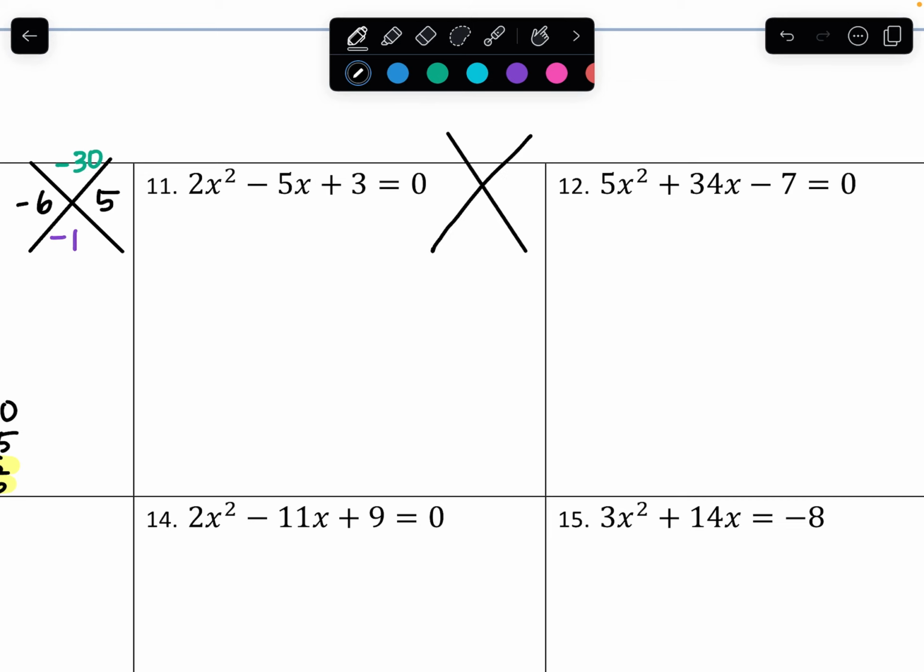Number 11. A times c is 6, and then we need them to add to negative 5. That would be negative 6 and 1. Nope, that multiplies to negative 6. So we need negative 2 and negative 3. And so we can split the middle term into negative 2x and negative 3x.